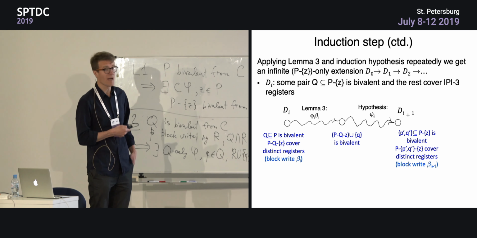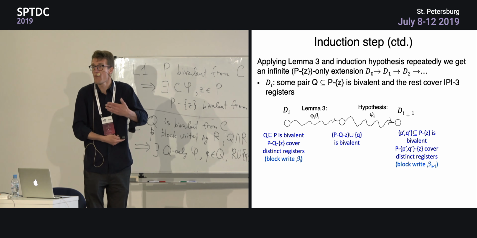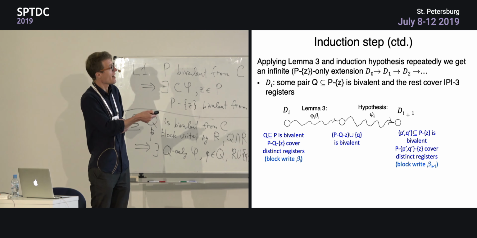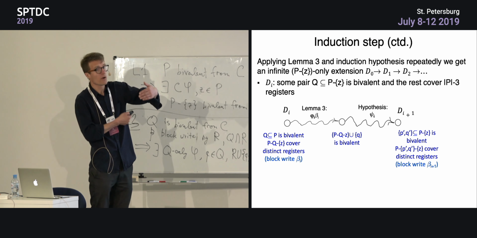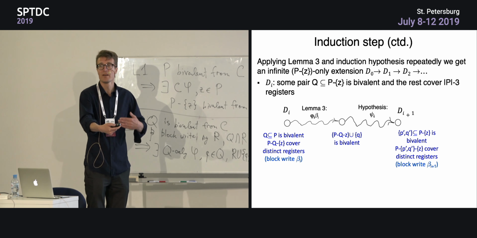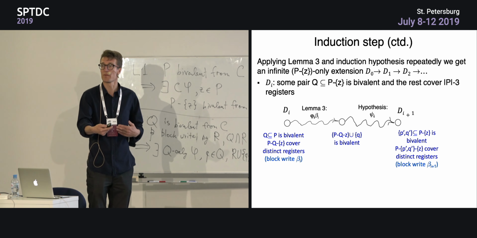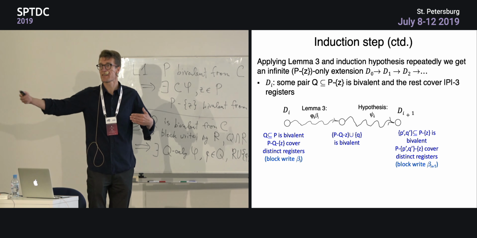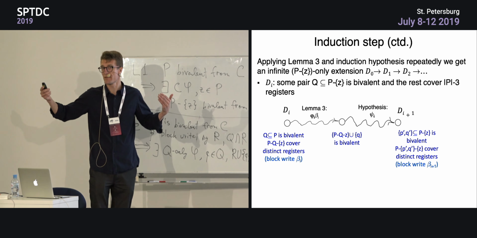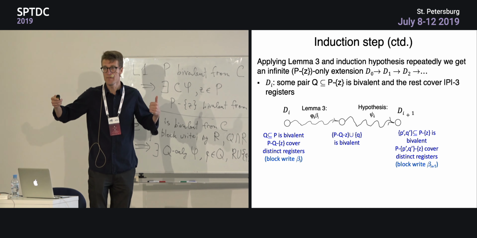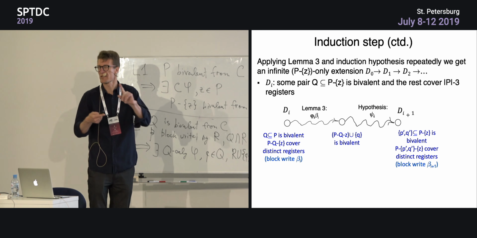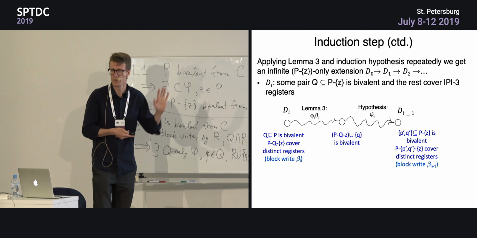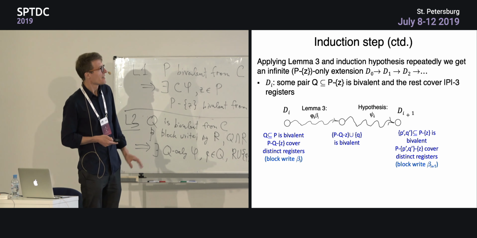So then I can use it over and over again. I use Lemma 3, I use the hypothesis, and I go from D_{i+1} to D_{i+2}, from D_{i+2} to D_{i+3}, and so on. So I can continue this forever. So I get longer and longer bivalent extensions of the initial configuration C. C0 was there for only 2 processes.